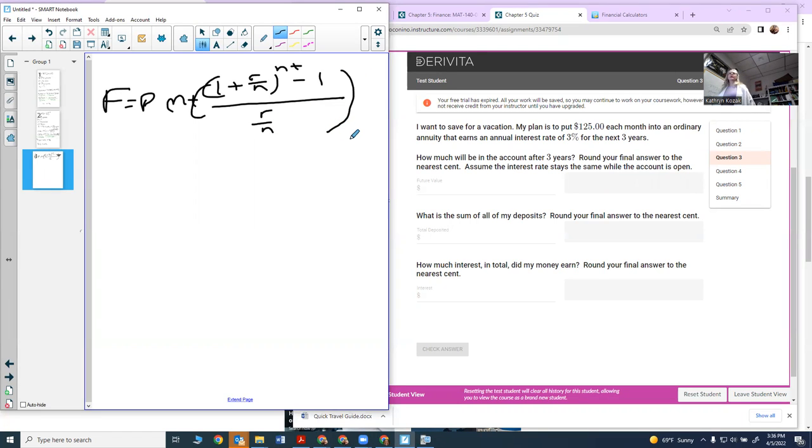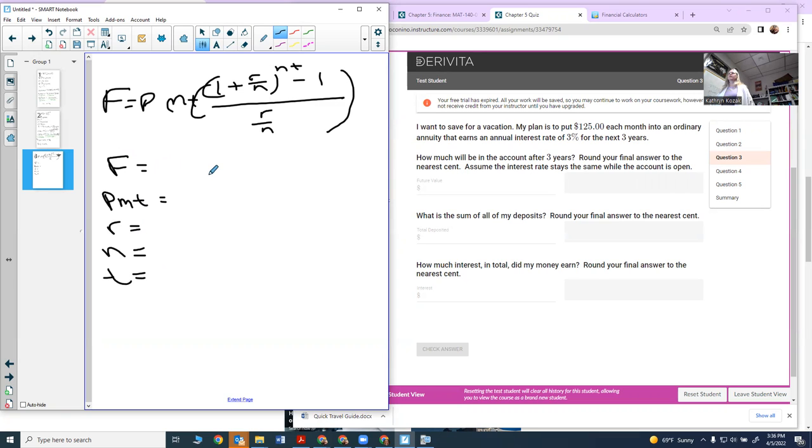So that's my formula. And again, what I like to do is write down what everything stands for: my F, my payment, my R, my N, and my T. Those are all the different letters I'm going to have in here. And then I just try to figure out what things are.